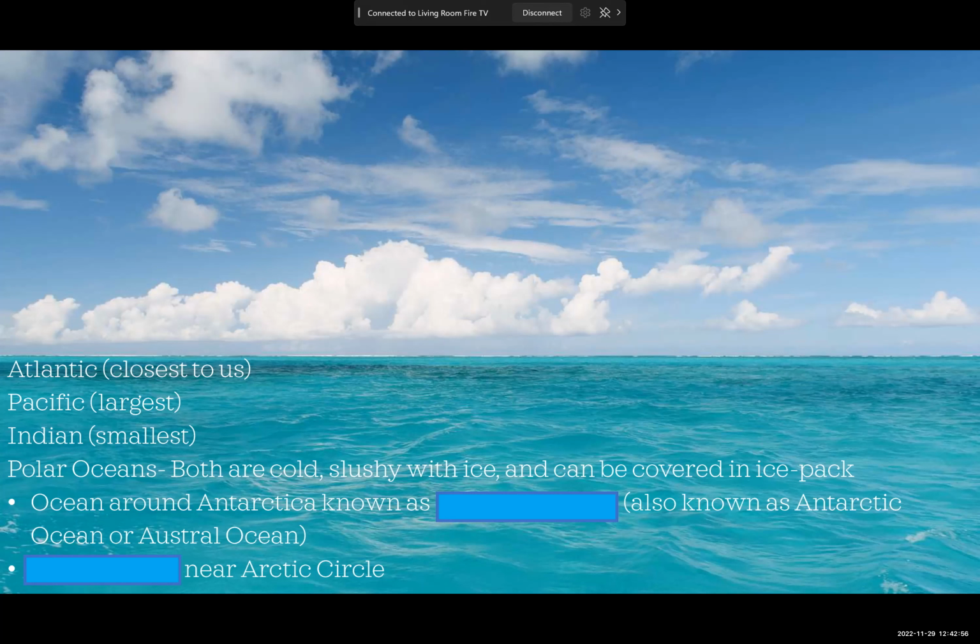They're cold, they're slushy, they can be covered in ice pack. So the oceans around Antarctica are known as what? Arctic oceans. Okay. Southern Ocean is also Antarctic Ocean, right? And then near the Arctic Circle, this is the Arctic Ocean. So what's the difference here? Where's Antarctica? South. So what do we call this ocean around it? This is the Southern Ocean or the Antarctic Ocean, or sometimes the Austral Ocean.